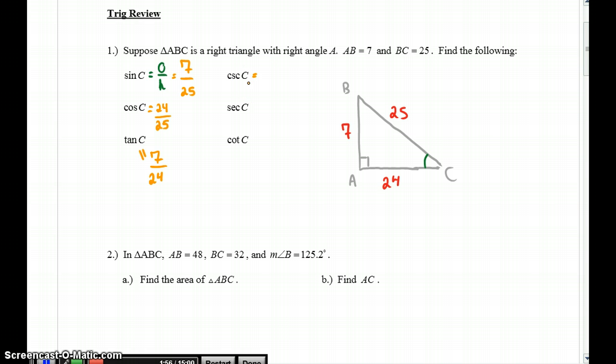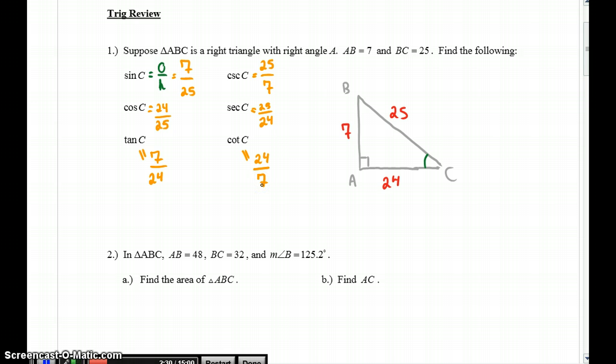For cosecant, cosecant is the reciprocal of sine. The hypotenuse, 25 out of 7. Secant is the reciprocal of cosine. Cosine is the adjacent, 24 out of the hypotenuse, 25, so this is the hypotenuse, 25 out of the adjacent, 24. And cotangent, if tangent's opposite over adjacent, cotangent is adjacent over opposite. That's 24 out of 7.